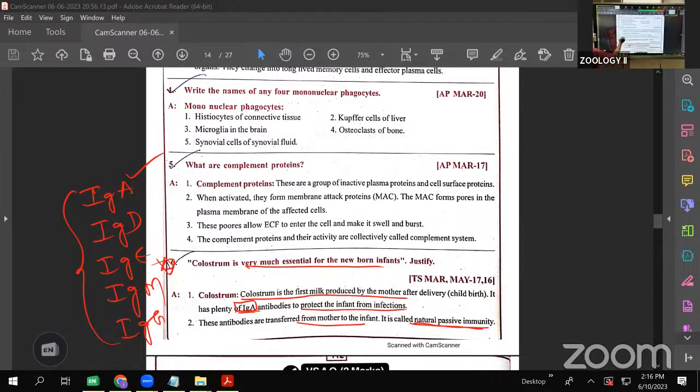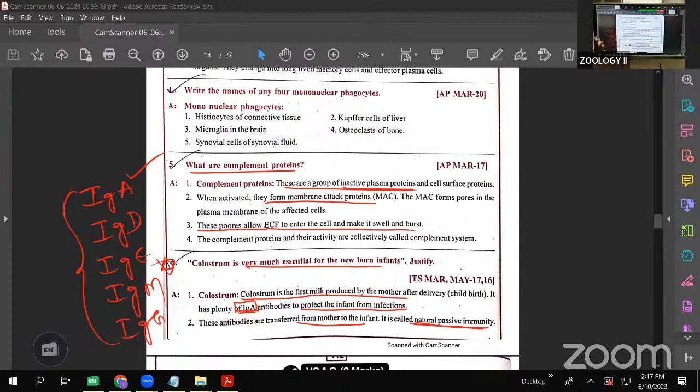Already we discussed the complement proteins. What are the complement proteins? These are a group of inactive plasma proteins. They are activated and form membrane-attached proteins. MACs are formed. These MACs make pores in the plasma membrane and allow the extracellular fluid, ECF, to enter the cell and make it swell and burst.